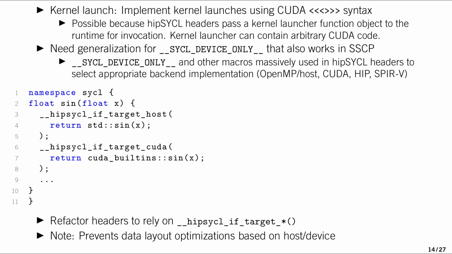Now we also need a generalization for SYCL device only that also works in SSCP, because SYCL device only and other macros are also massively used in the HipSYCL headers to select appropriate backend implementations, for example, for our built-ins. And you can see an example here. So imagine that we want to implement the SYCL sign function.